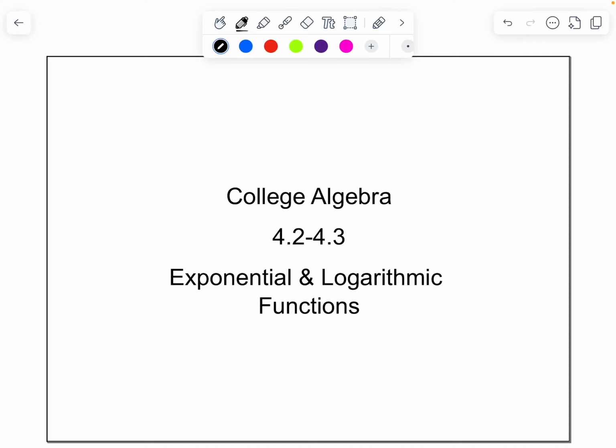All right, so in section 4.2, we talked about exponential functions. Today we're going to talk about their counterpart, and that is logarithmic functions. This word right here is logarithmic. It has the word logarithm in it. A logarithm is the inverse of an exponent.